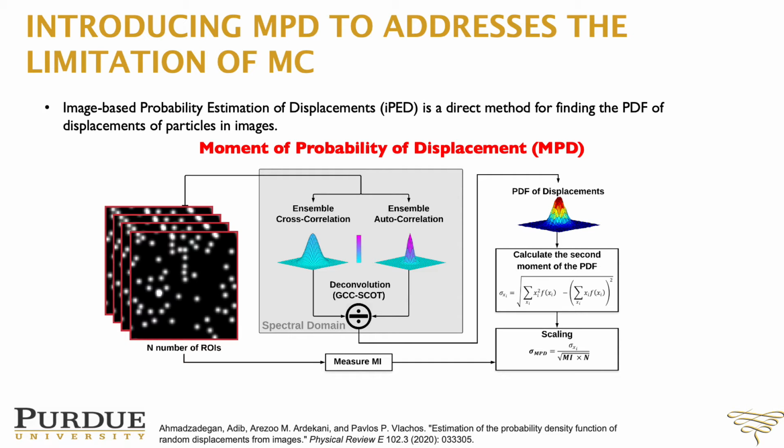Now, from the PDF of displacement found from iPED, with some pre-processing steps, we can calculate the second moment of the PDF, also known as the width of the PDF, in a discrete manner. We then scale the width of the PDF that we found by the effective number of particles that contributed to the correlation plane, and then report the uncertainty in the velocity measurement.